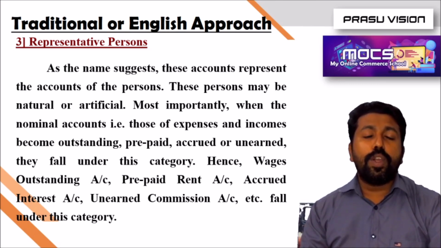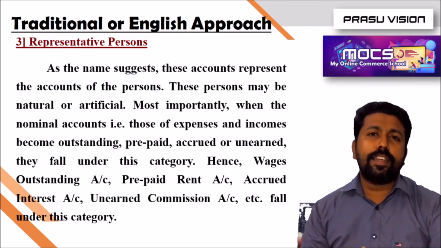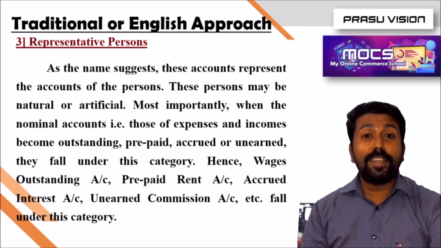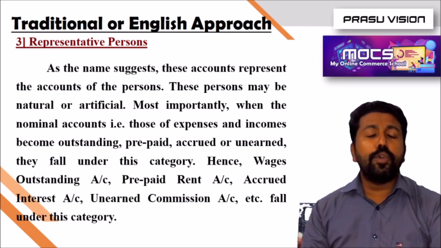Accrued, what can we say? We have a lot of money in our bank, and we are not collecting any interest. It will still be accrued, still will be there in the bank account. Unearned income, like that, a lot of examples are there for representative persons. Please remember wages outstanding, prepaid rent, accrued interest, unearned commission. These are the best examples of representative person.